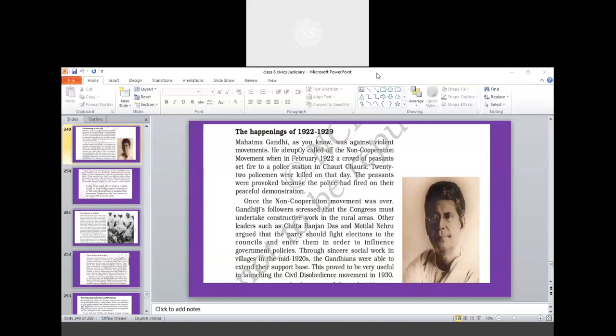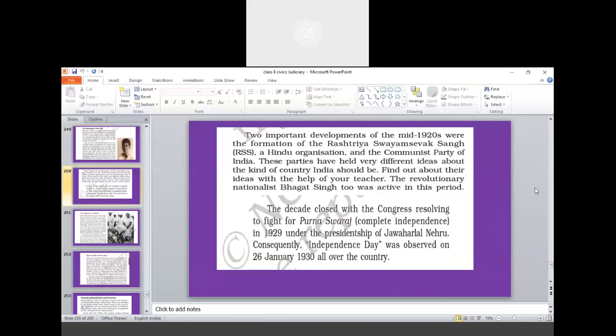Now, what happened after Chauri Chaura and before the civil disobedience movement? That is called the happenings from 1922 to 1929. Please write this particular point: Chittaranjan Das and Motilal Nehru were not happy because of the withdrawal of the non-cooperation movement. Chittaranjan Das started a party called the Swaraj Party because he wanted to contest elections, and after contesting, he wanted to be a part of parliament and criticize the British rule as a member of parliament.